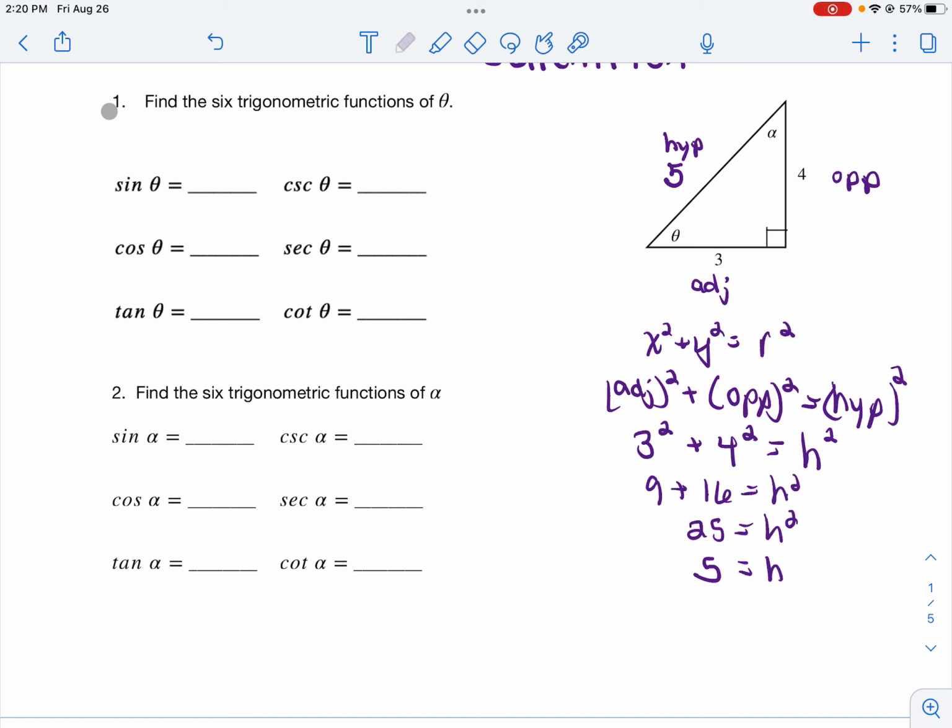Let me write that correctly. Sine of theta is equal to opposite over hypotenuse. So our opposite is 4, our hypotenuse is 5. So our answer is going to be 4/5.